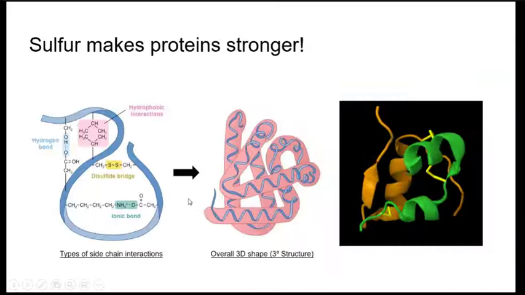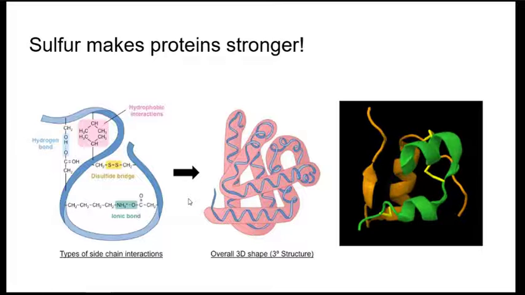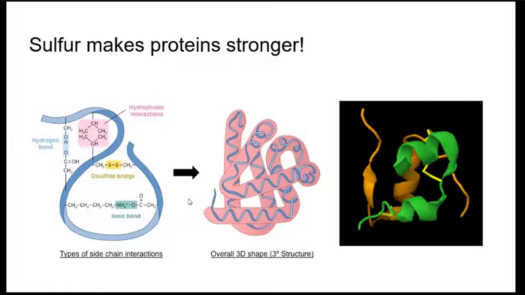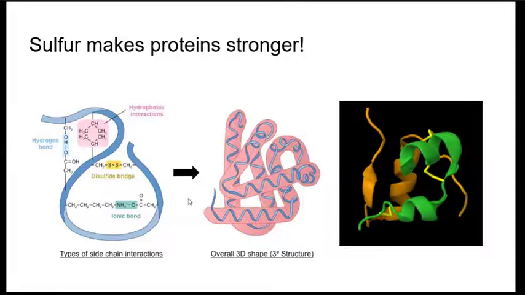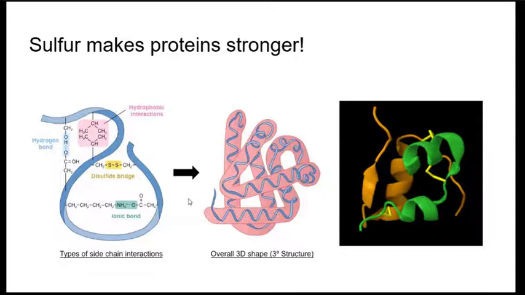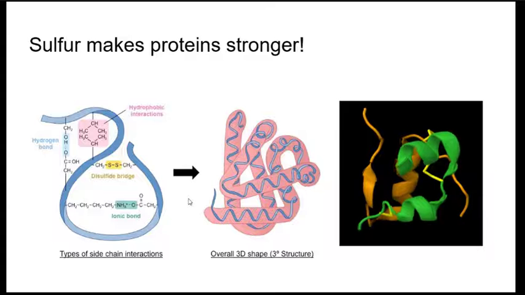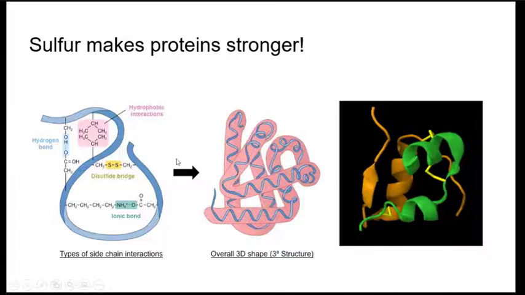In fact, sulfur naturally makes our own proteins stronger. A lot of biological molecules that are under a lot of stress or pressure will have lots of these disulfide bridges, these sulfur-sulfur links within them in order to make them stronger.